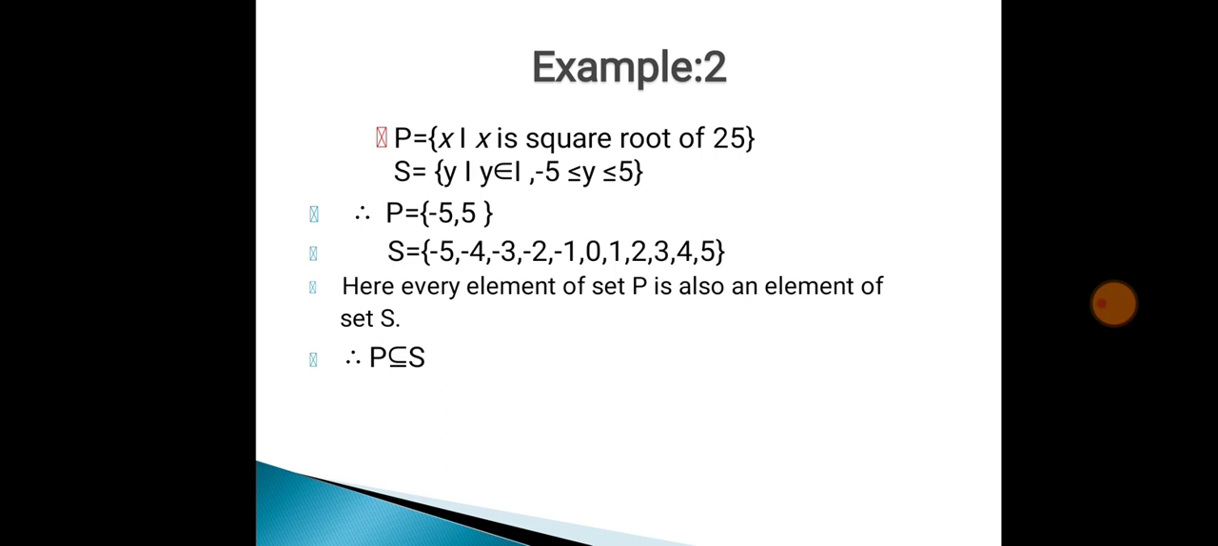Similarly, S is equal to all the integers from -5 to +5, so it will contain the integers from -5 to +5. Here again you see all the elements of set P, that is -5 and 5, are present in set S. Therefore set P is a subset of set S.